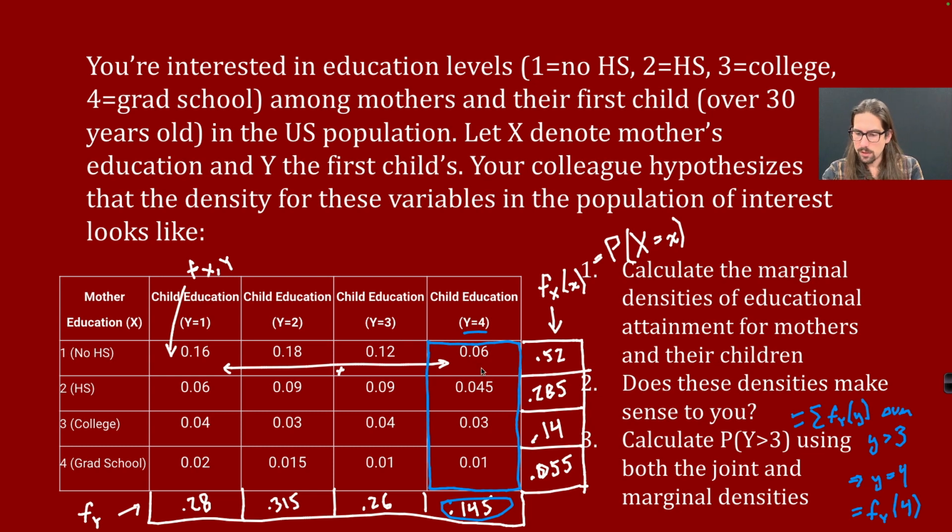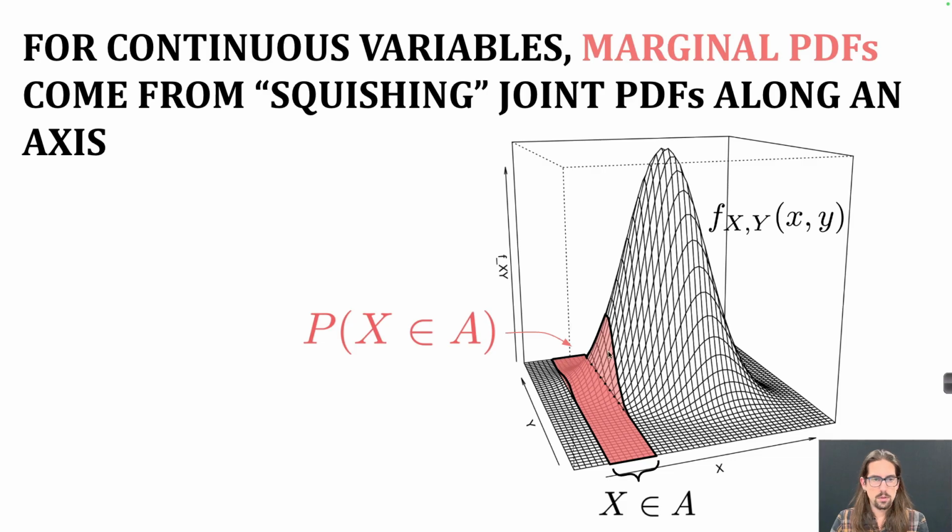But if the problem had been different, if this had been, let's say, y greater than or equal to 3, then with the joint distribution, we would have gotten it by adding up all of these numbers in this bigger box. And from the marginal distribution, we would have gotten it by adding up these two numbers. Okay, so that's enough of that problem.